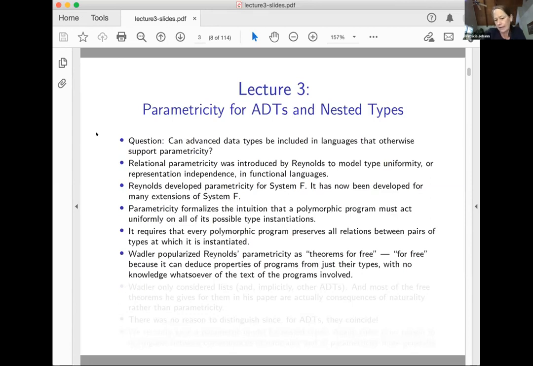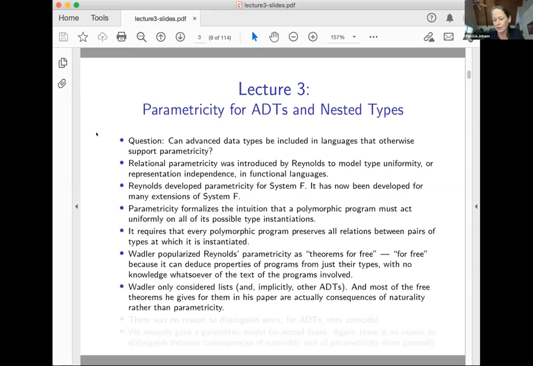And then in 89, Wadler came along and he popularized this idea of parametricity as theorems for free. And the for free part means that parametricity can be used to deduce properties of programs just from their types. So you don't have to actually know anything about the text of the program. All you have to know is its type. And he phrased it as a kind of clever party trick, I guess, right? You can walk up to someone at a party and say, hey, give me the type of a polymorphic program and I'll tell you a theorem it satisfies. And some unsuspecting person does that and he can tell them a theorem.